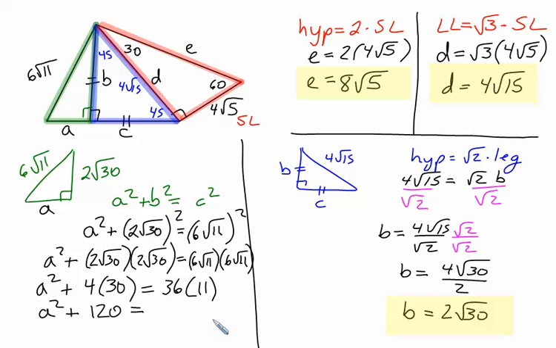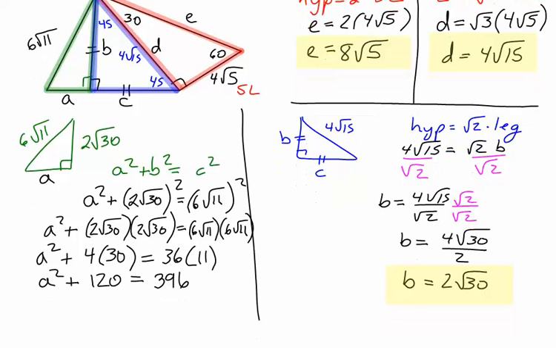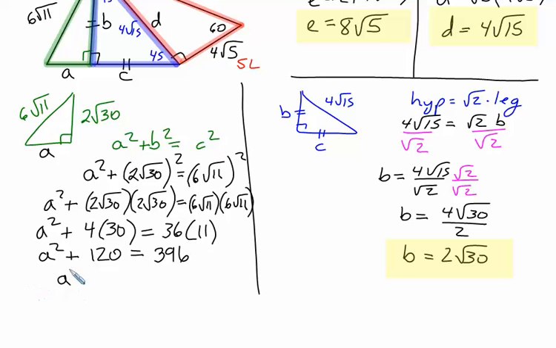Now you can use your calculator, but show your work. That turns out to be 396. So now we need to continue to solve for A. Subtract the 120 from both sides. And I get 276 for A squared. And we want the square root of 276. Do not write a decimal. We need to simplify that as a square root and show your work.